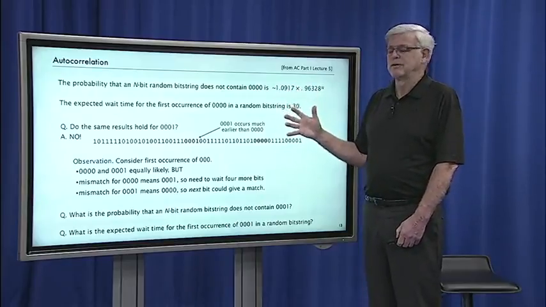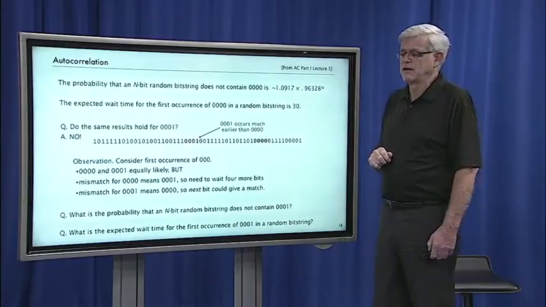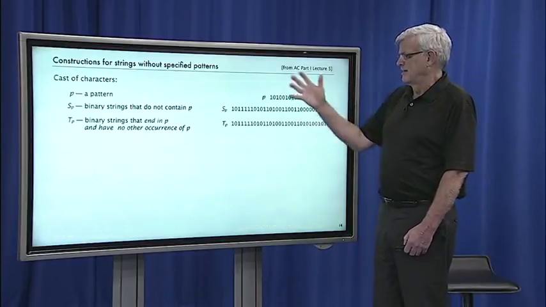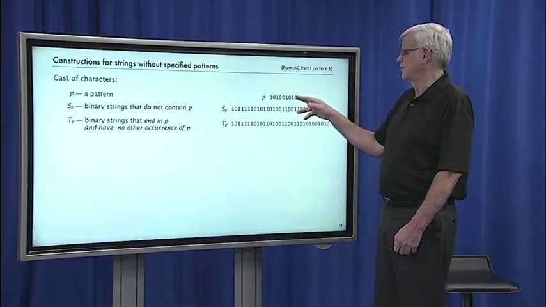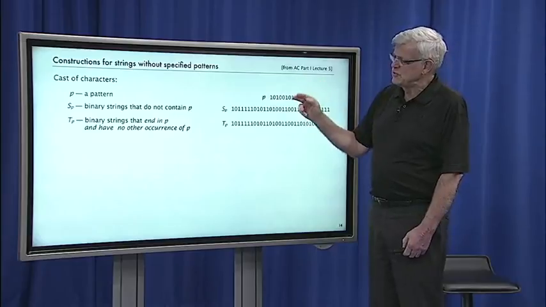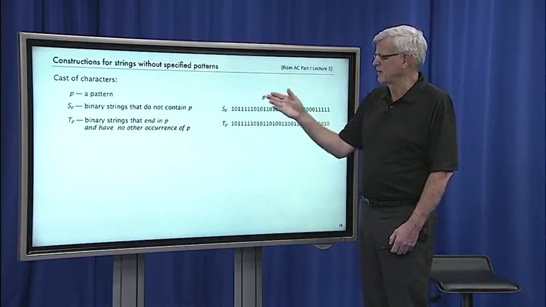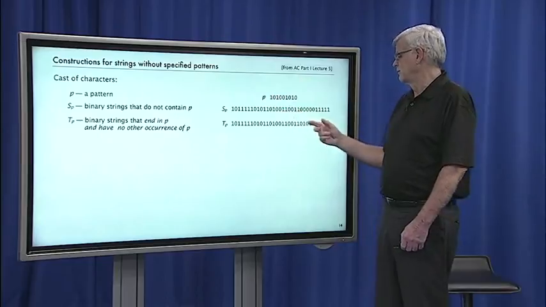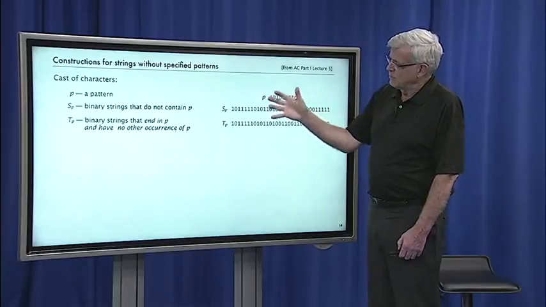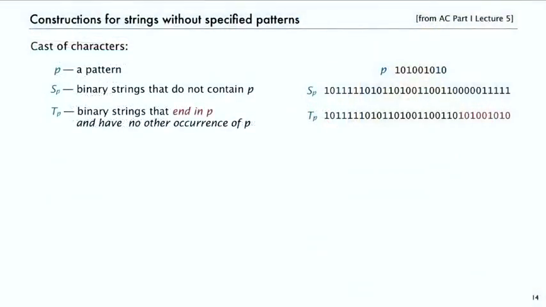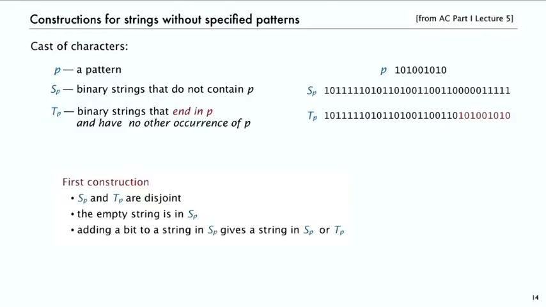I'll just quickly go through this derivation again because it's from part 1, lecture 5. What we do is, for any pattern, say this pattern 10100 10100, we define 2 combinatorial classes, one for the strings that do not contain the pattern, and one for the class of strings that end in the pattern and have no other occurrence of it. Then we develop constructions, 2 different ways to construct these classes in terms of each other, and that gives us simultaneous equations that we can solve to get the generating function.